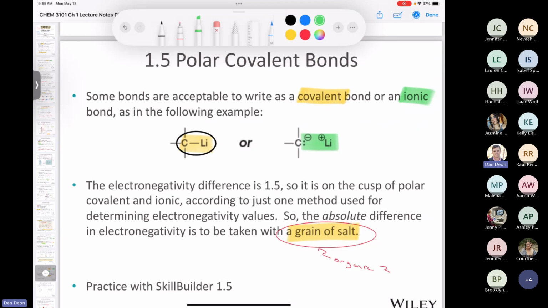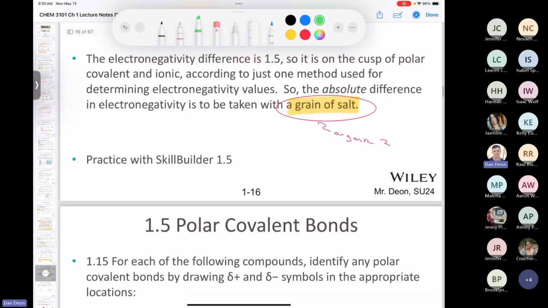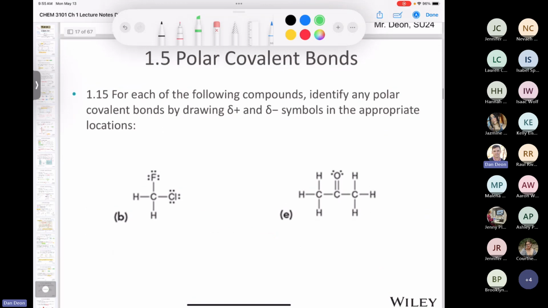Okay. But all this slide is telling you is that sometimes later on, when we get heavy into reactions, we start looking at different ways that compounds can react. We'll look at a covalent bond and say, well, imagine if it was ionic, how would it react in that case? Okay.